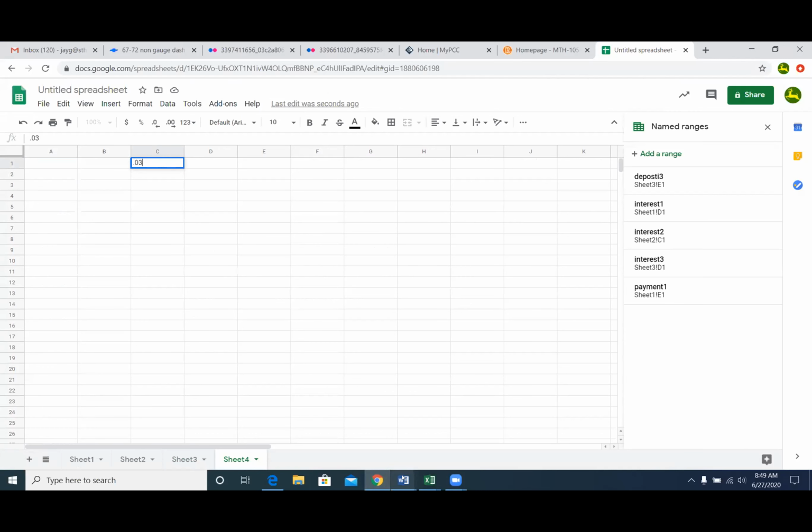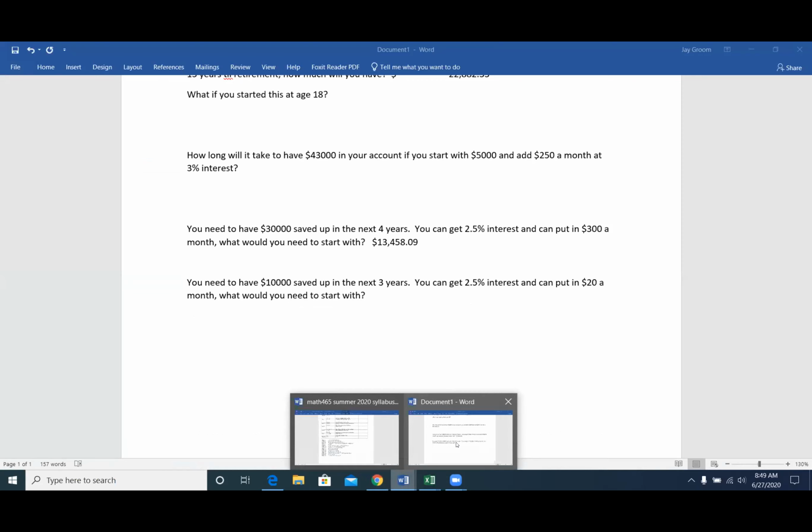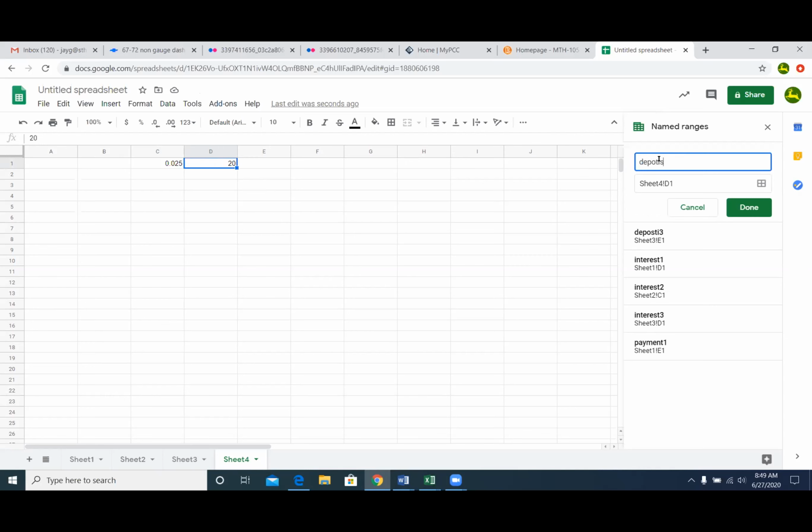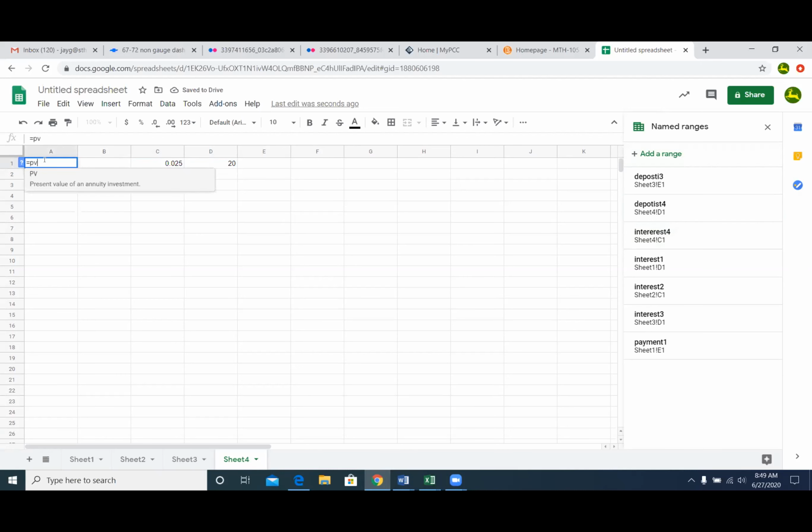103, is that what I said? I don't listen to myself. No, 2.5 and 20. There we go. Okay. Make sure you label these. Deposit, interest. And then over here, again, the formula is exactly the same, equals PV.